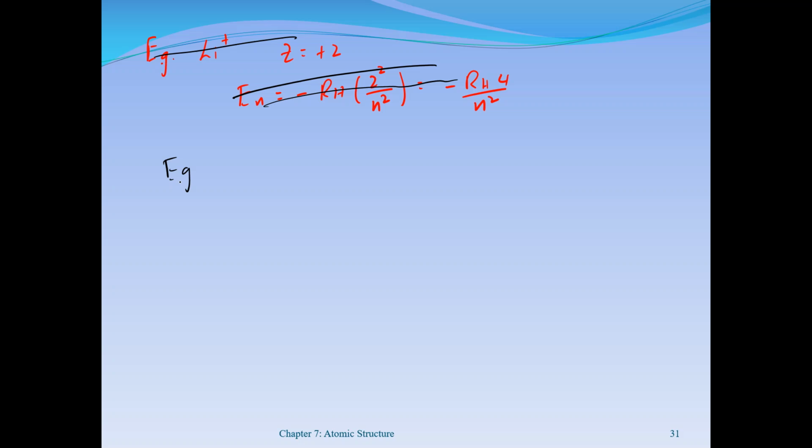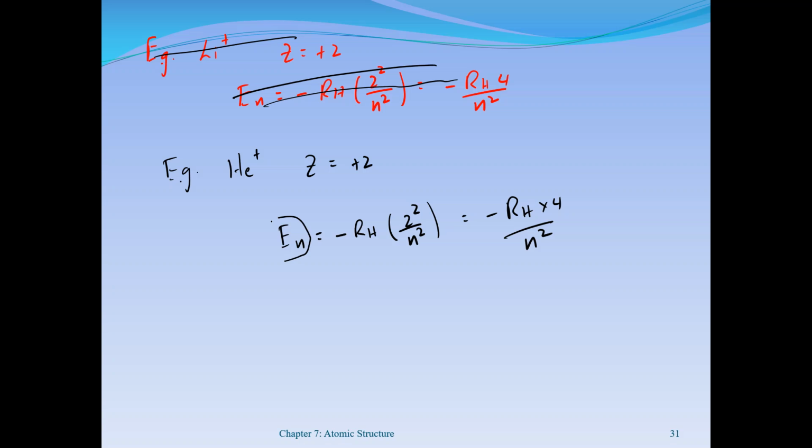Let's say we're dealing with the helium plus ion. This helium ion has a charge on the nucleus of +2, but it has only one electron. So we can use this formula, En, for the electron. The energy of the electron will be equal to minus RH times Z squared, which in this case is 2 squared, divided by n squared, which simplifies to minus RH times 4 divided by n squared. So we can calculate the electron energy, depending of course on the orbit that the electron is in, using this formula for the helium ion.